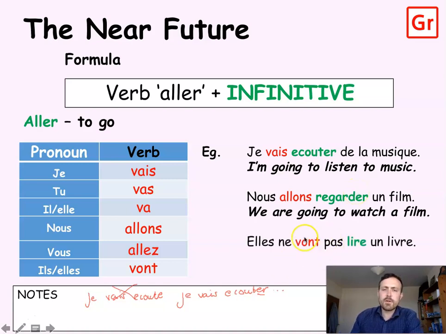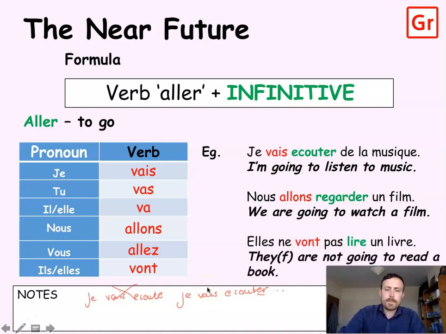And lastly, if we've got the negative, I'll just basically explain the negative. If we're using ne and pas with the near future tense, what's going to go in here is the verb aller, the conjugated form of that. Okay, it doesn't go after the infinitive. So elle ne vont pas. So it sandwiches. It goes in between, on either side of the middle part, the aller part, and then we're still with our infinitive here. So it would be they are not going to read a book.